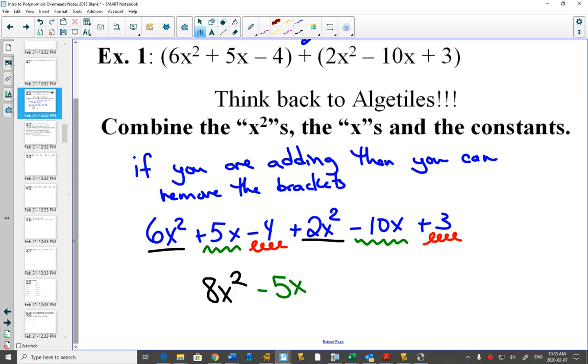And finally, the red one. If you're at minus 4 and you add 3, Logan, where would you be on your number line? Minus 1. Perfect. So this is simplified. We just need to combine our like terms. Even if there's brackets there and we're adding, you can just remove those brackets.